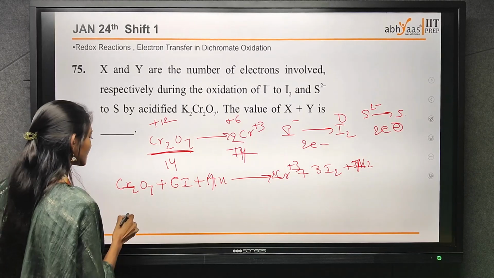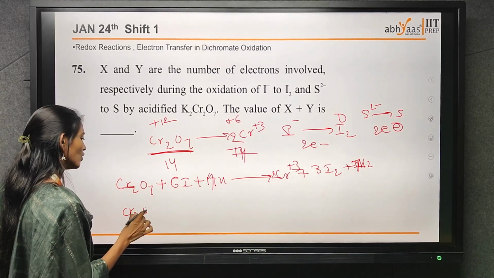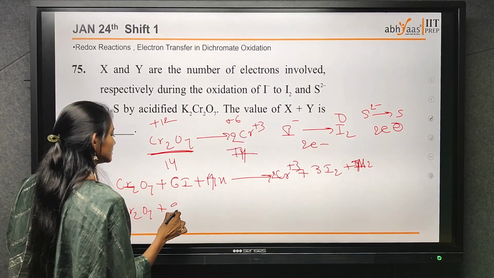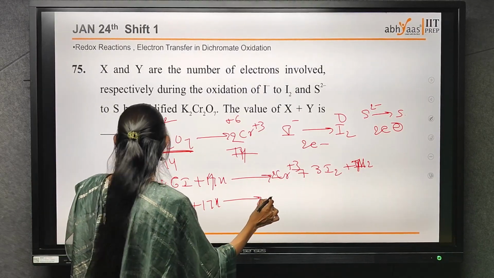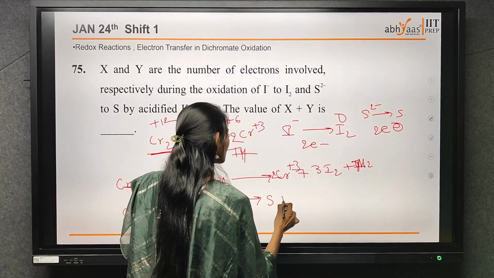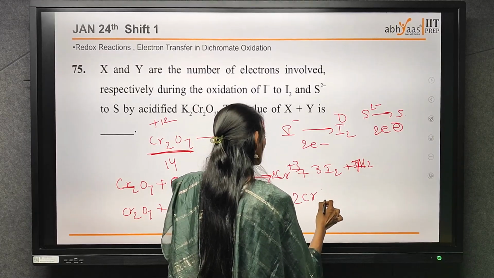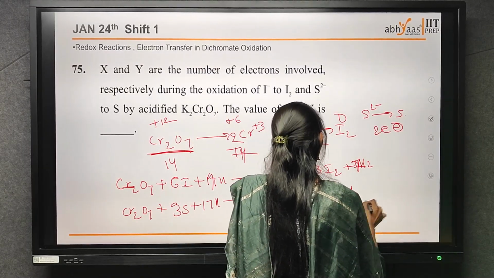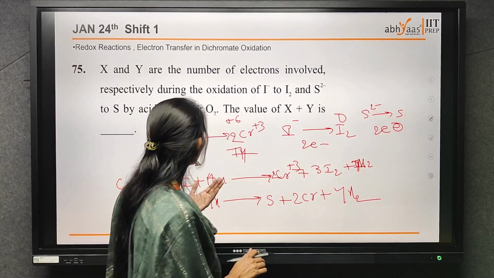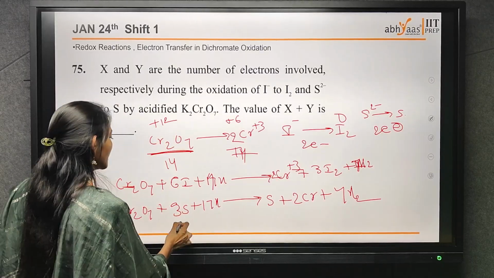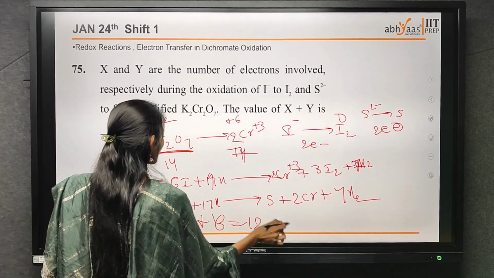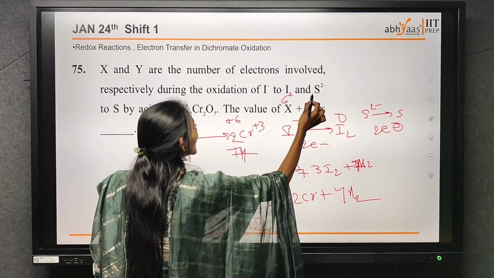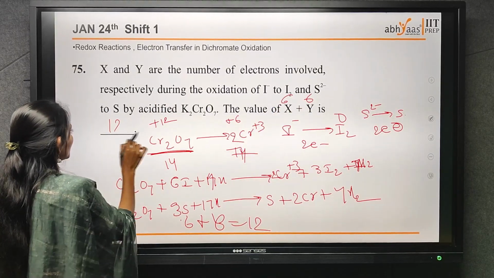So if you write for another reaction, Cr2O7 plus 3S2- plus 14H+ gives rise to 3S molecules with 2 chromium ions and 7 H2O molecules. Therefore, the electrons will be, for this case, X will be 6 and Y will be 6. Hence, the answer will be 12. So your X is 6 and your Y is 6 and the answer will be 12.